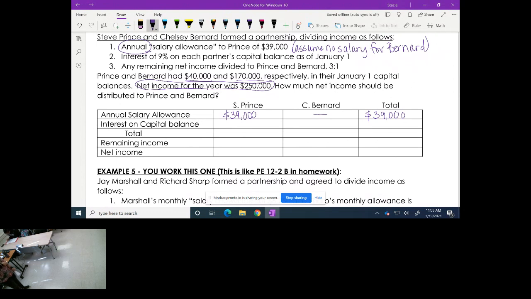Okay, so 9% interest on each partner's capital balance. So Prince, how much is Prince going to get? 3,600. Yep. So you'll take $40,000 times 9%. 3,600. Yes. So that's Prince's interest allowance. So 3,600 will go here. Now what about for Bernard? 15,300. And you'll do it the same way, 170,000 times 9%.